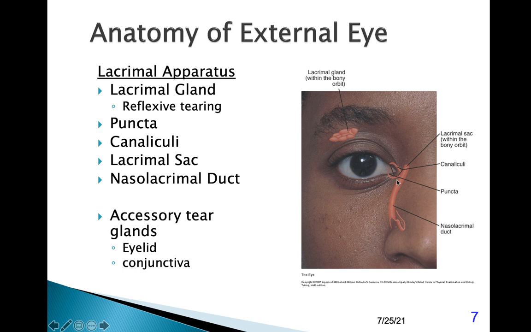And it's really important that you understand this process, because there's a lot of pathology that can occur here if the tears are not maintained on the eye, or if there's an infection of the lacrimal sac or nasolacrimal duct. You also have accessory tear glands in the eyelid and in the conjunctiva.